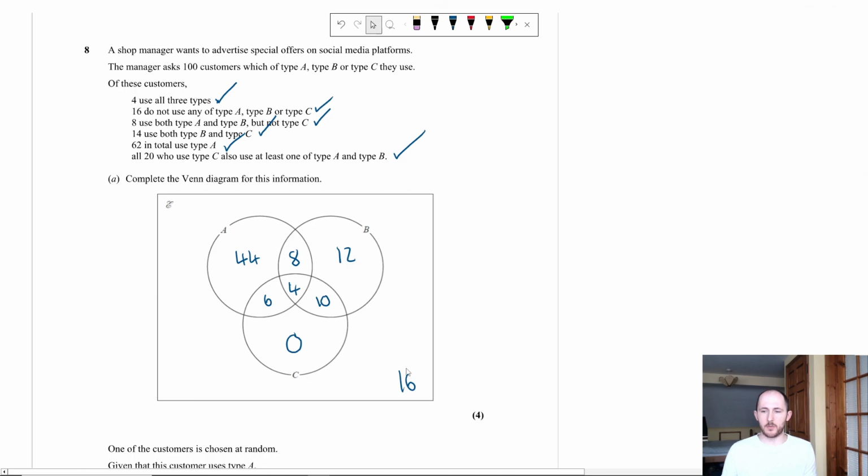At minimum, there should be a 0 on the outside. It should never ever be blank. It could be 0, but it's not blank. Okay?